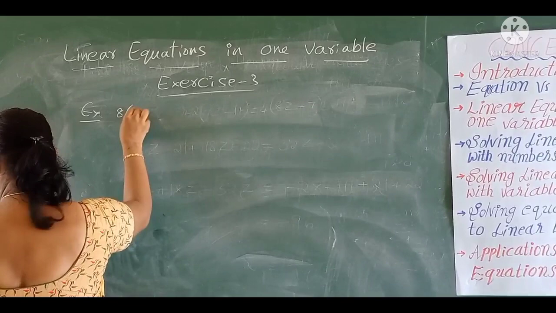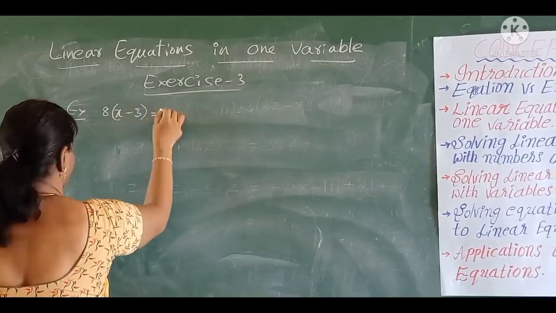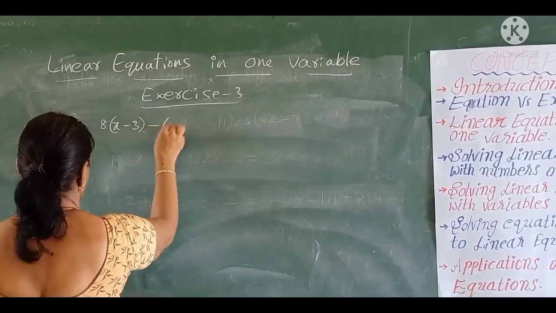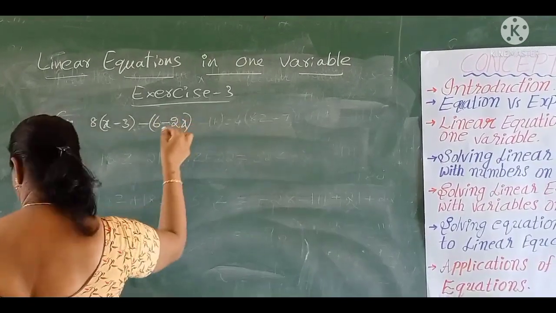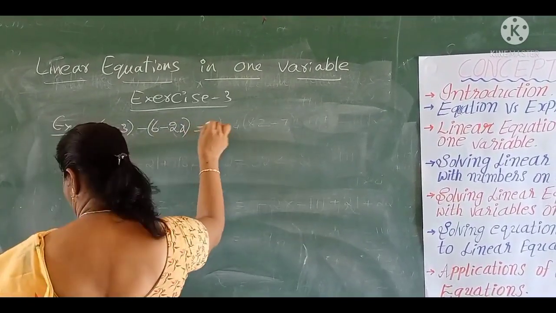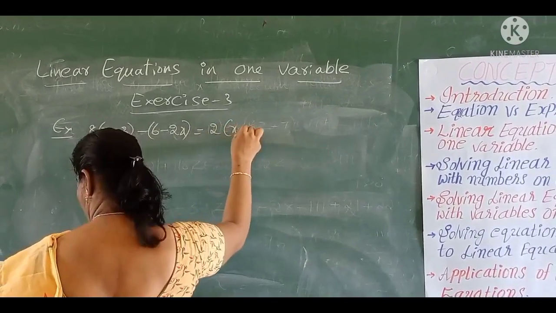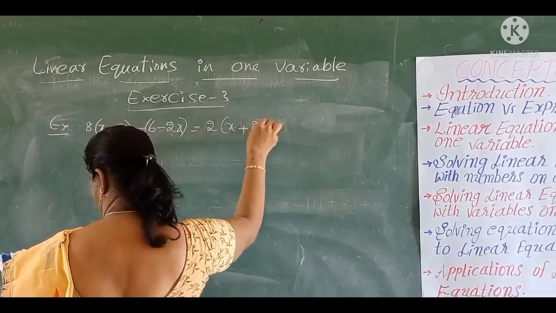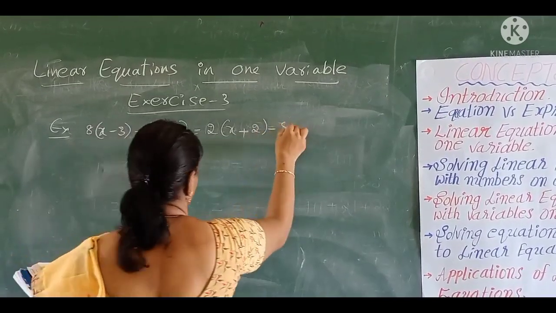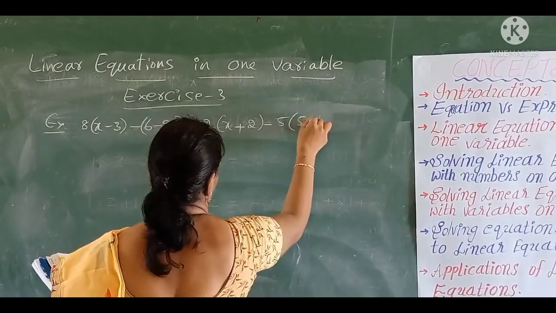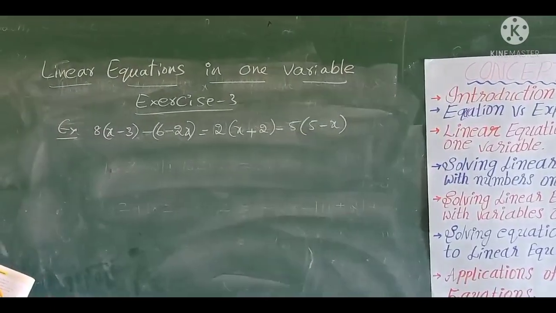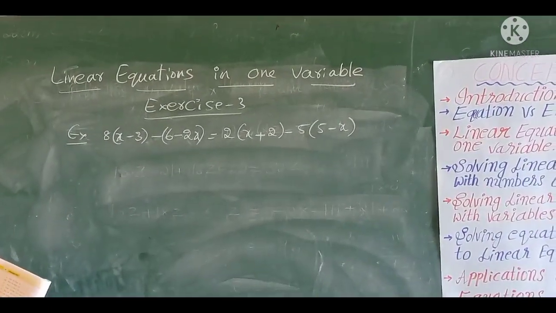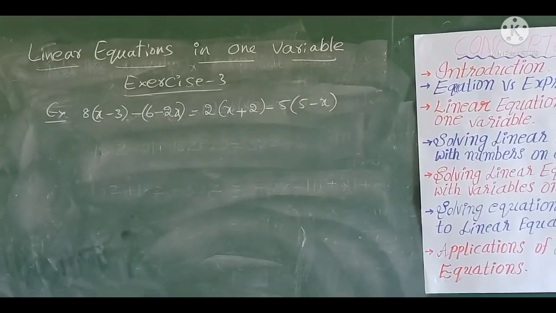8 into x minus 3 is equal to minus 6 minus 2x is equal to 2 into x plus 2 minus 5 into 5 minus x. See the marks? It looks like a previous problem. We have to remove the brackets first.